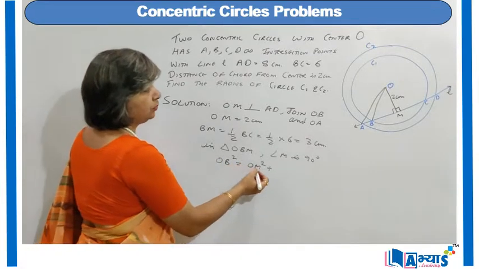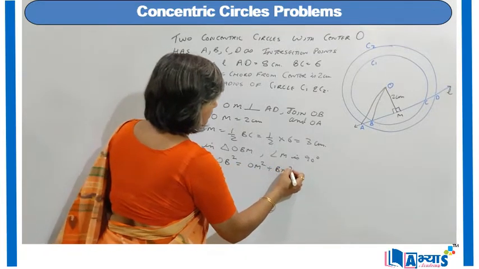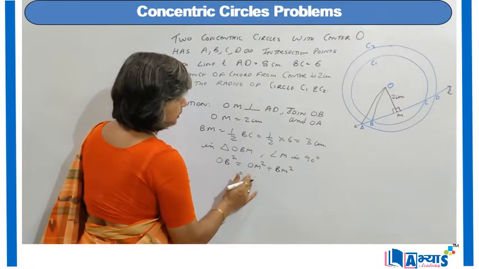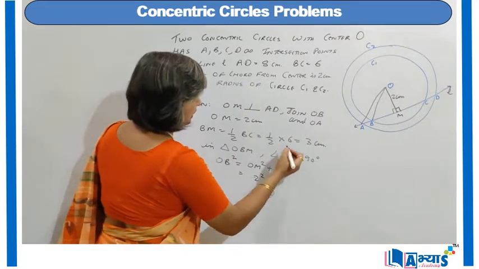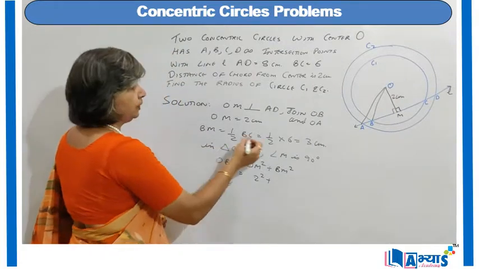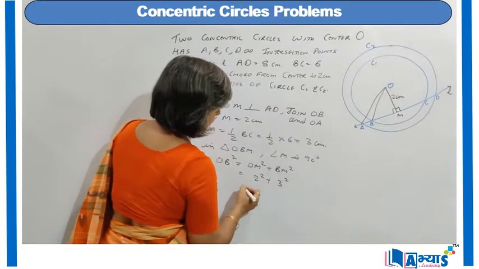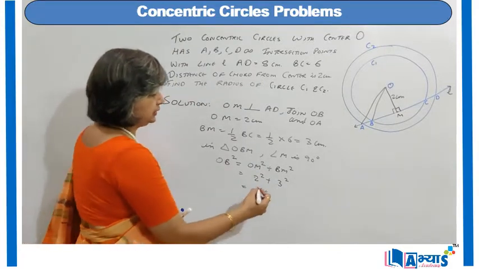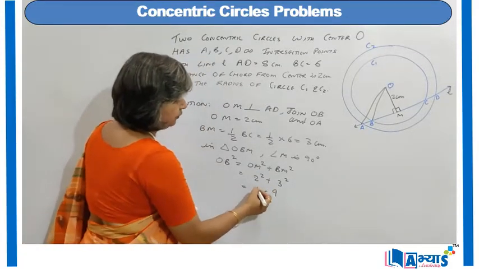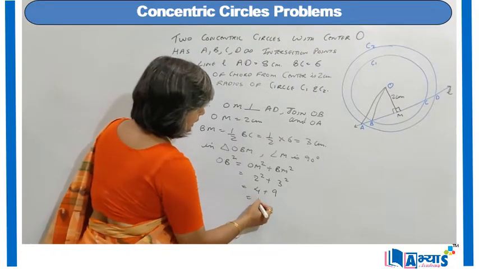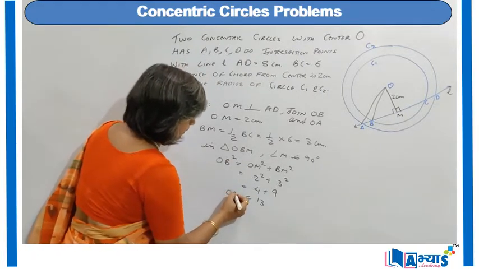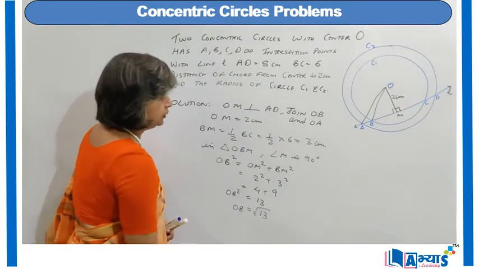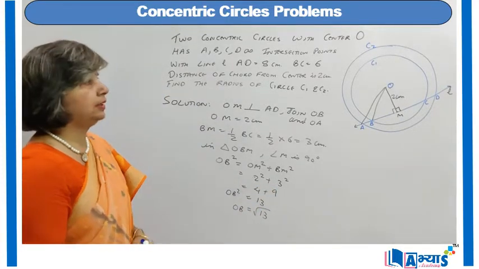So OB square is equal to OM square plus BM square. Now OM is equal to 2, so it is 2 square, plus BM is 3 centimeters, so it will be 3 square. The square of 2 is 4, and for 3 it is 9. So 4 plus 9, and we will get 13. This is OB square. So we can say that OB is equal to root 13. So this is how we can find the radius, that is OB.